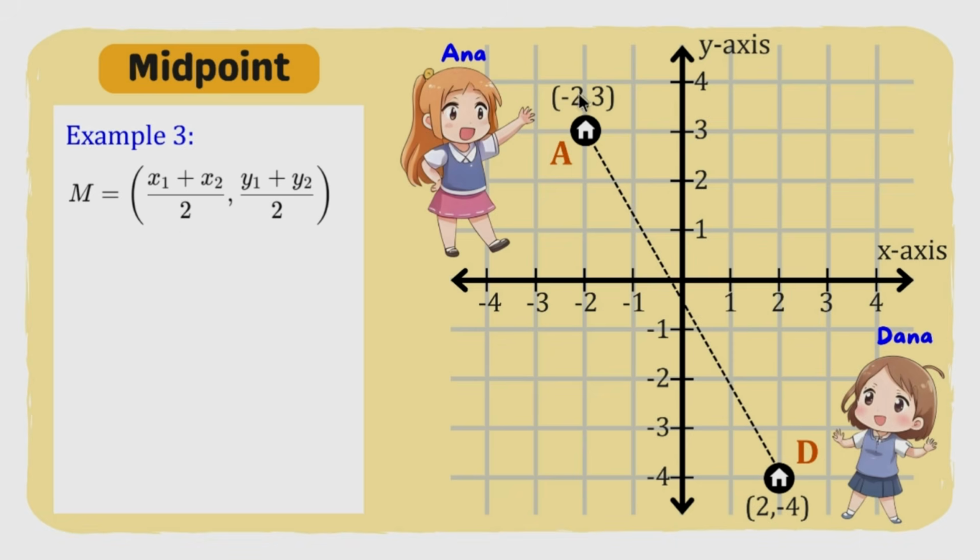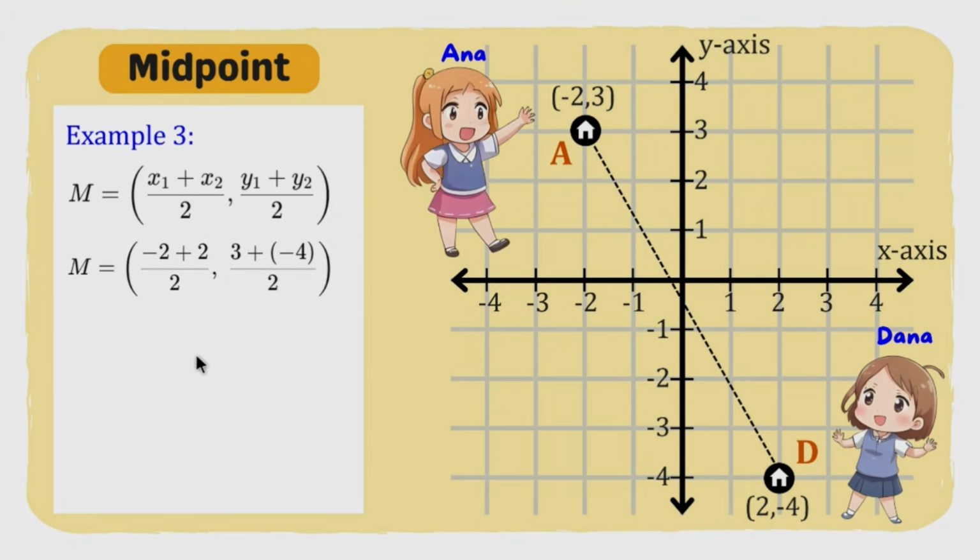Yung tip po natin is mas maganda i-label natin yung ating mga coordinates. Halimbawa, this will be x sub 1, this is y sub 1, and this is your x sub 2, y sub 2. So, let's substitute. We have here x sub 1 is negative 2, x sub 2 is positive 2. Next, y sub 1 is positive 3, and y sub 2 is negative 4. So, let's operate negative 2 plus 2. It will give you 0. Okay? And then 3 plus negative 4, it will give you negative 1.